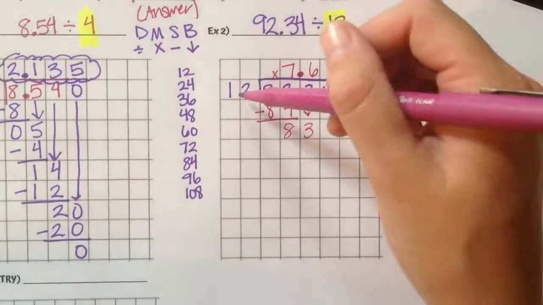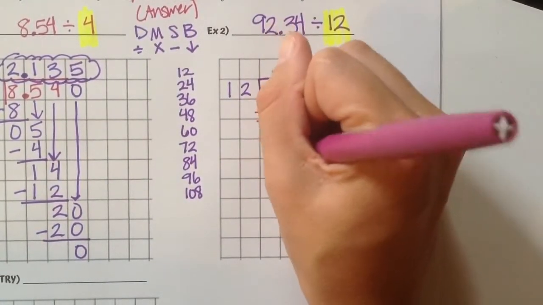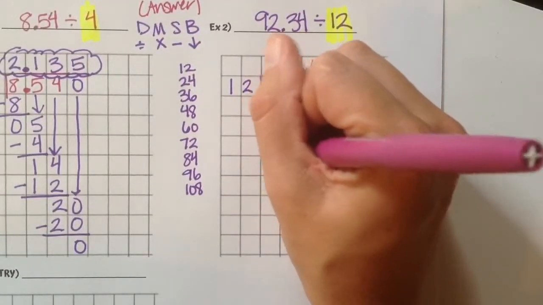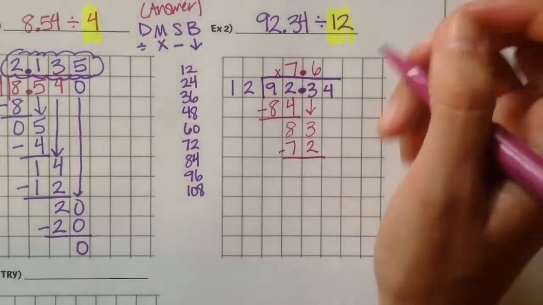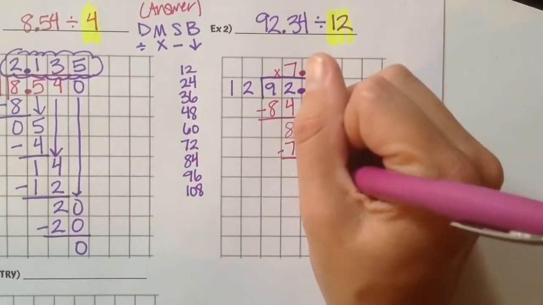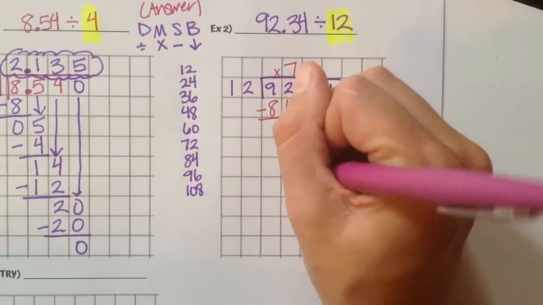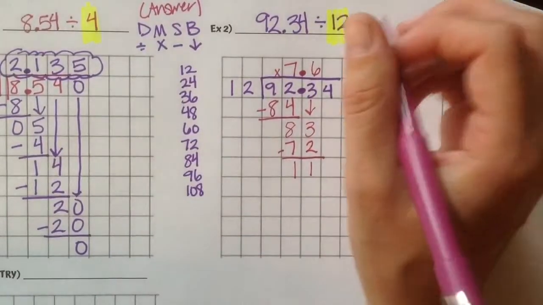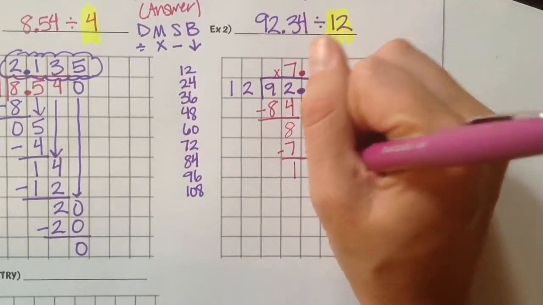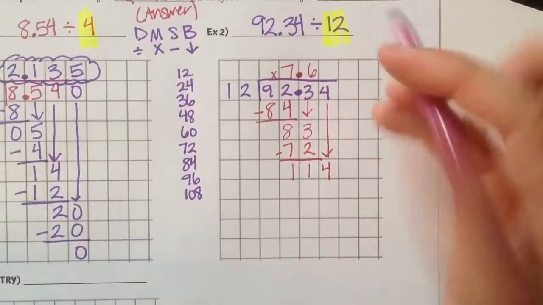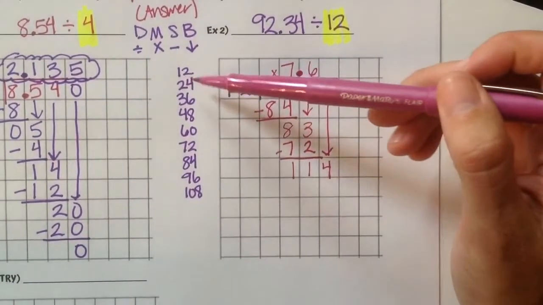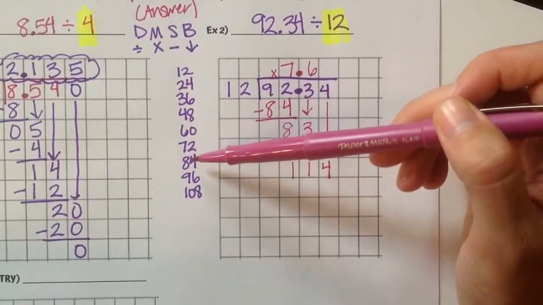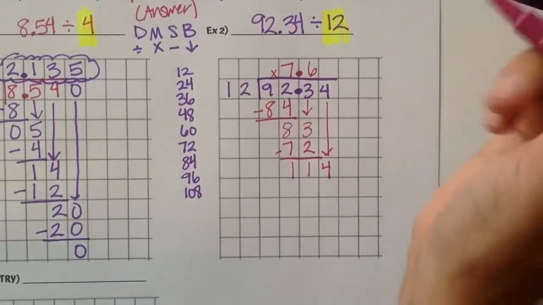Next up is to multiply. 12 times 6 is 72. Next up is to subtract. 83 minus 72. 3 minus 2 is 1. 8 minus 7 is 1. And the last step, don't forget, is to bring down before you start dividing. Bring down the 4. 114 divided by 12. 12 goes in 1, 2, 3, 4, 5, 6, 7, 8, 9 times.